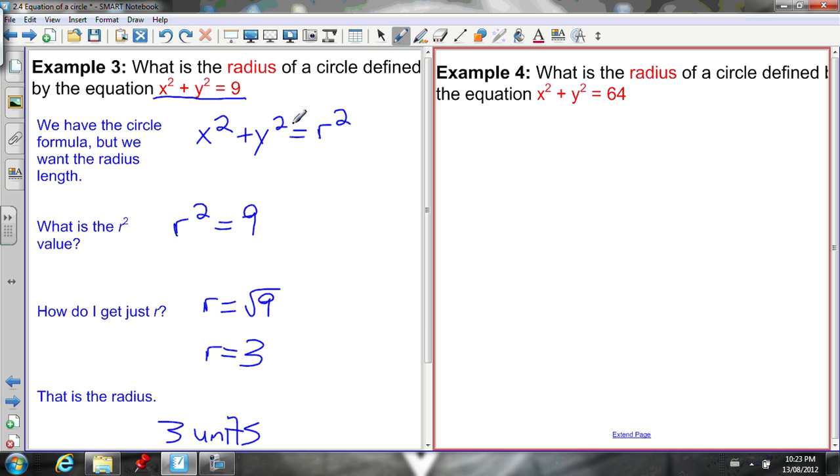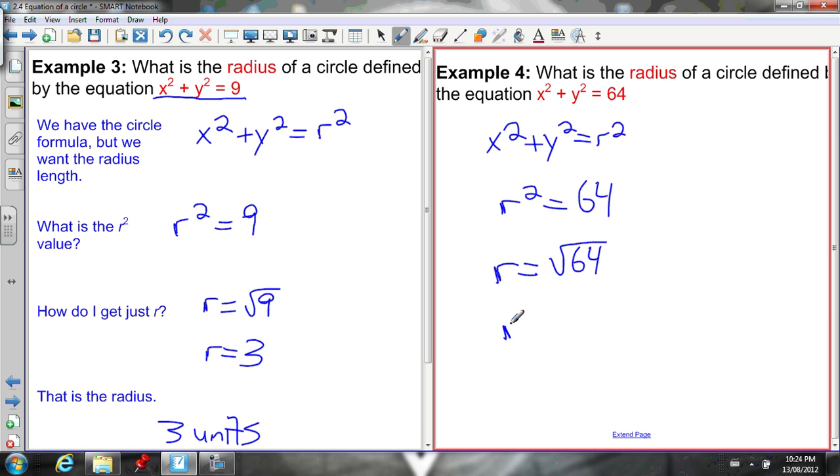Good. So when you're given the equation of a circle and it asks you for the radius, take the r squared value, square root that, that gives you the radius. So let's try another one like that. What is the radius of a circle defined by the equation x squared plus y squared equals 64? Remember the equation of a circle, x squared plus y squared equals r squared. I see that my r squared value is 64. So to find the radius, I just have to square root that 64. Square root of 64 is 8. 8 times 8 is 64. So my radius, I should write units here, is 8 units.